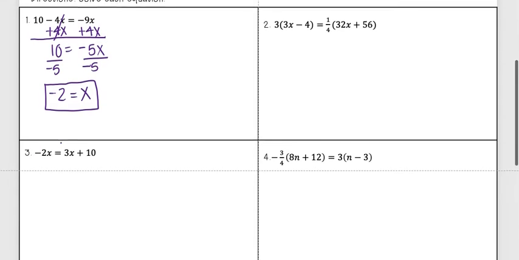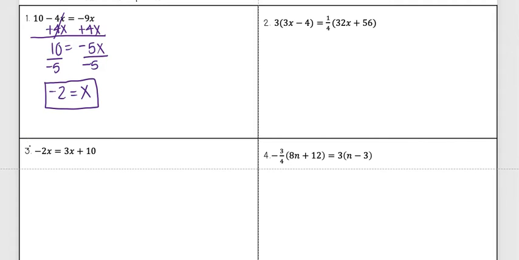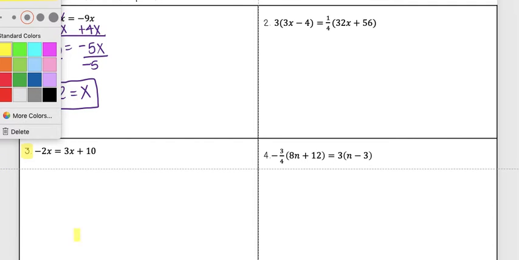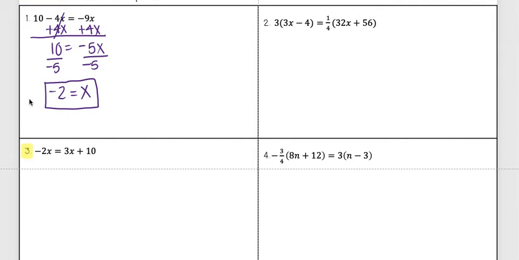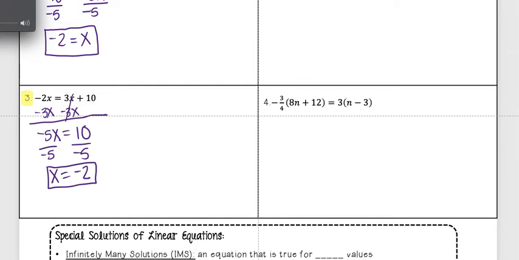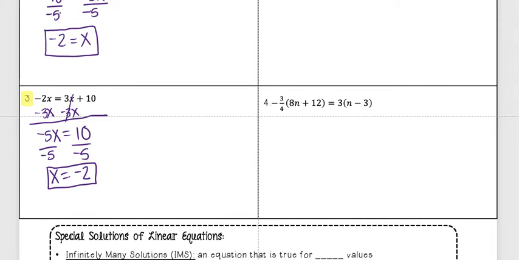Okay, go ahead and try number 3. This one's similar to the one that we just did. So pause the video and try number 3. Your answer you should have gotten was x equals negative 2 again.